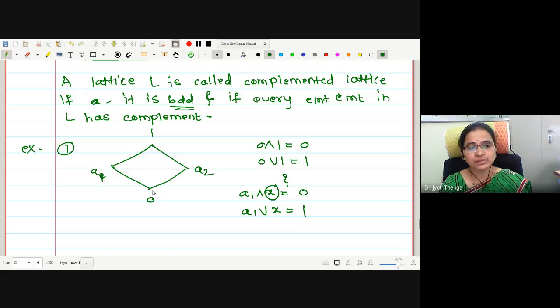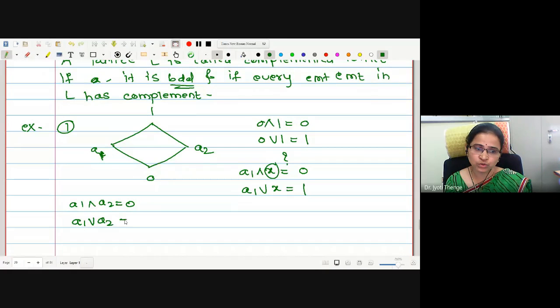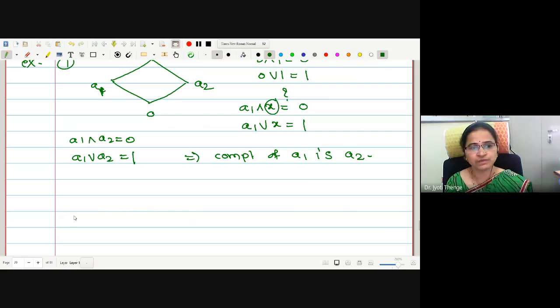Now how many elements do we have? Let us check with 0. A1 meet 0 is 0, but A1 join 0 is A1. Second condition fails. Therefore, let us check with A2. What is A1 meet A2? It is 0. What is A1 join A2? It is 1. Therefore, the complement of A1 is A2. Here we found a unique complement.